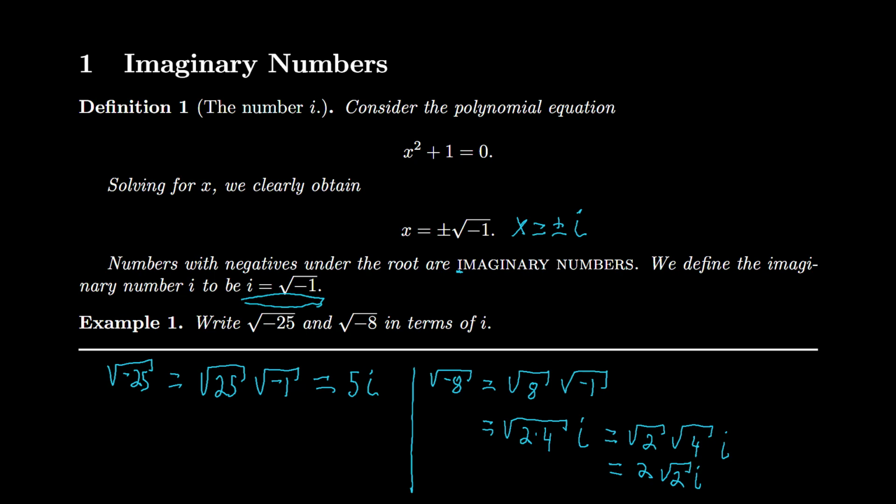Or 2 on the square root of 2 times i. Or 2 times the square root of 2 times i. Or 2 times root 2i. There's a bunch of different ways to read this. They're all valid. So that's all that there is to that. Let's move on to the next example.